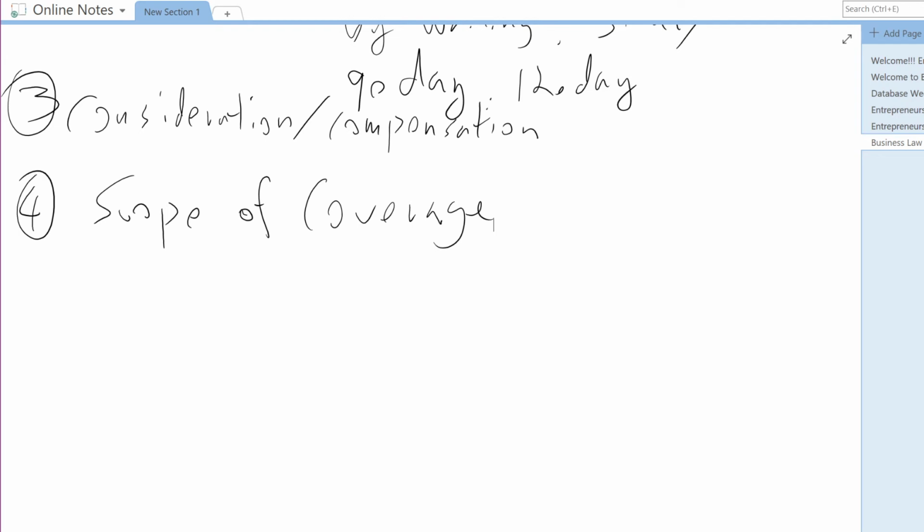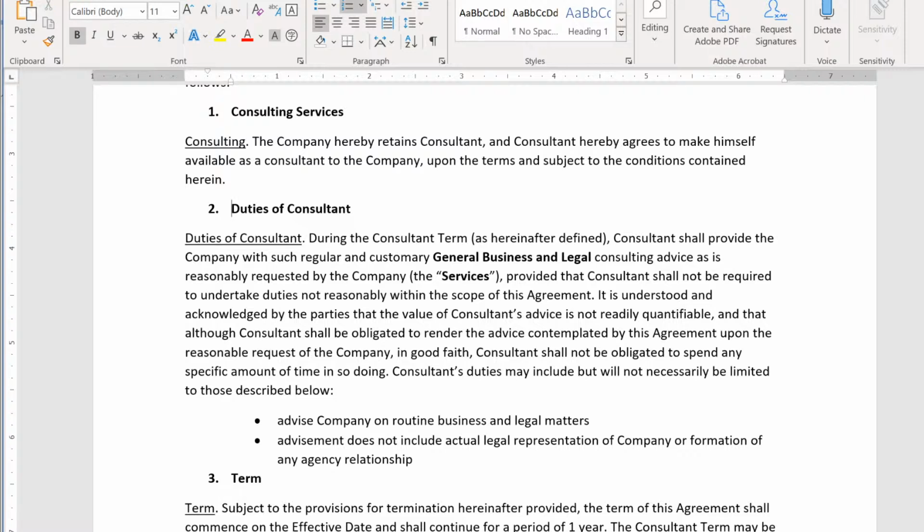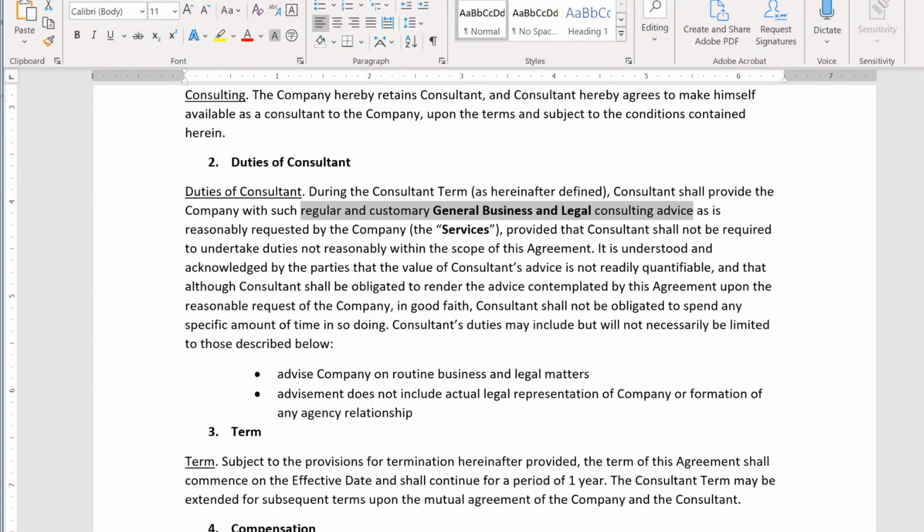So when you enter into contracts, you've got to think about not just the norm and not just the usual, but what else could possibly be covered. So if you look at my contract template here, it says consulting services. The company retains the consultant. The consultant agrees to make himself available as a consultant to the company, blah, blah, blah. So that's very general. So legal advice has to be regular and customary, not special and exotic.